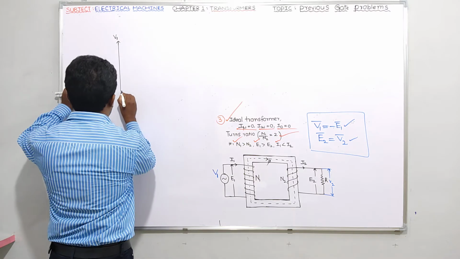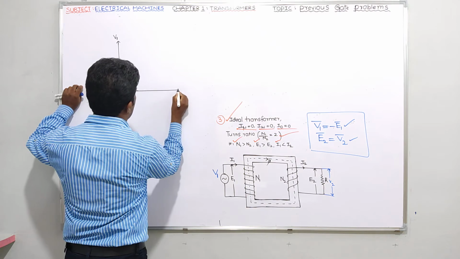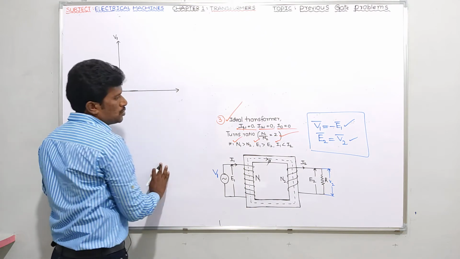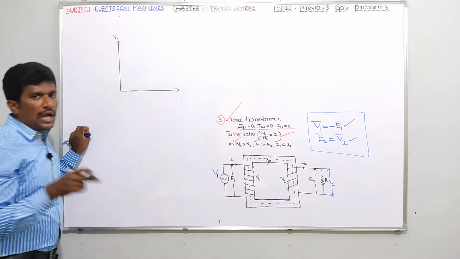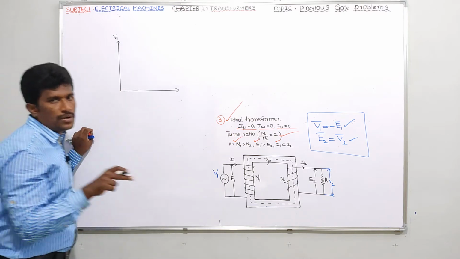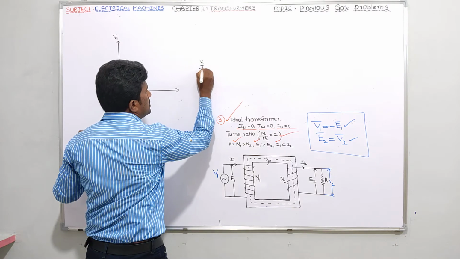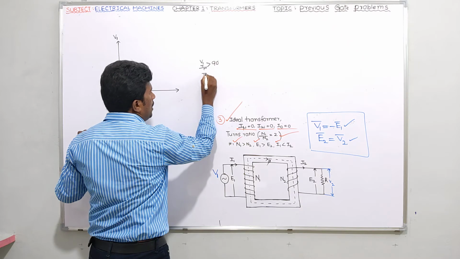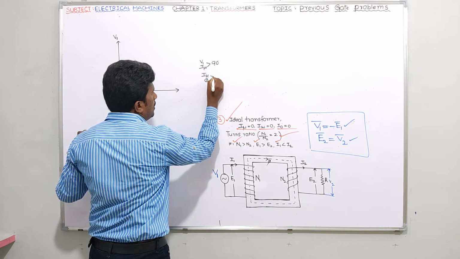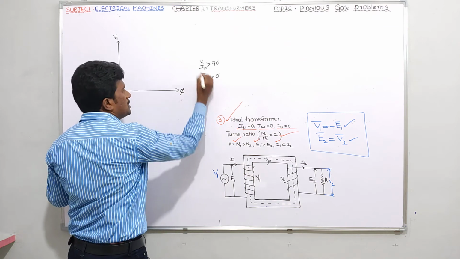If you observe clearly, the question says it is an ideal transformer, where I-mu is 0, therefore there is no need to show I-mu. But I-mu is in phase with the flux, so everybody knows that I-mu and flux will be in phase. What is the angle between V1 and I-mu? 90 degrees, that everybody knows. And what is the angle between I-mu and the flux? It's 0 degrees, right? So this can be taken as phi.